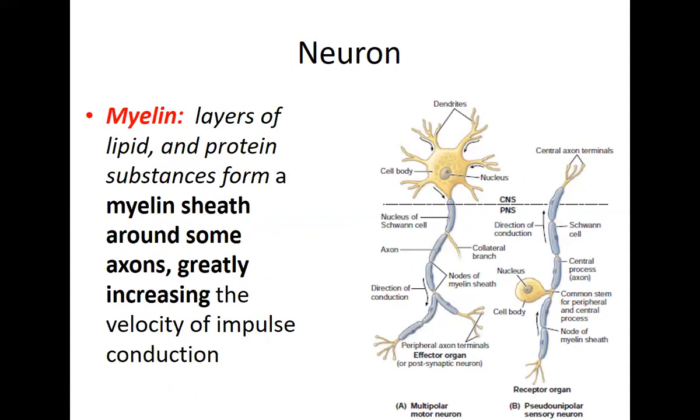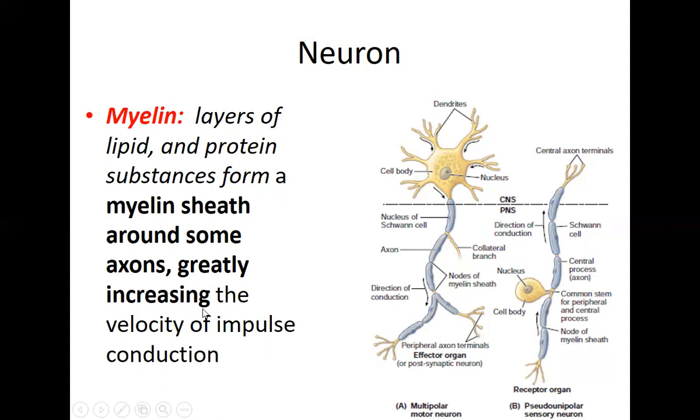Now something called as myelin. What is myelin? A layer of lipid and protein substance forms a myelin sheath around some axons. If you see here, axons, sometimes they are covered, sometimes they are not. So sometimes they are covered by myelin sheath. This is the myelin sheath here. You see, this is the covering.